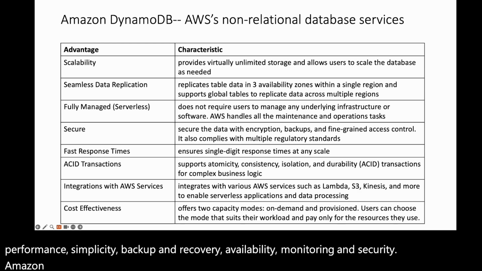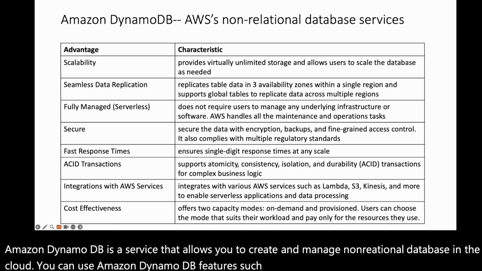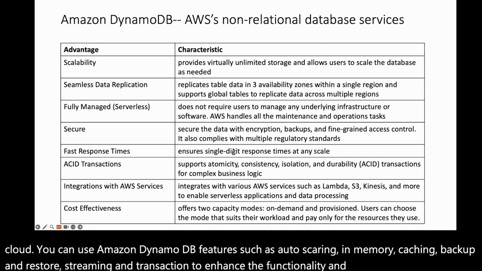Amazon DynamoDB is a service that allows you to create and manage non-relational databases in the cloud. You can use Amazon DynamoDB features such as auto-scaling, in-memory caching, backup and restore, streaming, and transactions to enhance the functionality and performance of your tables.